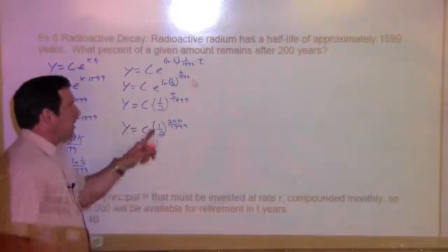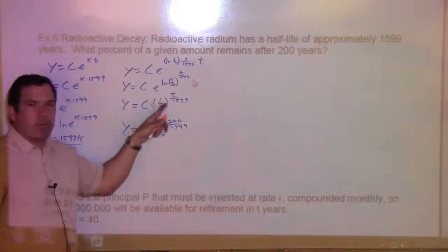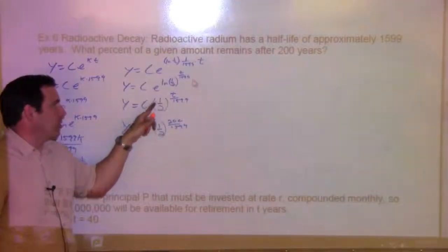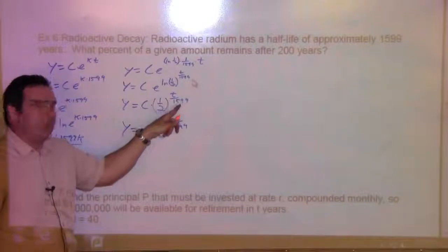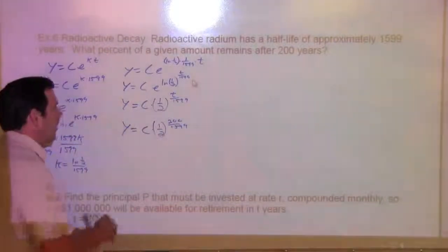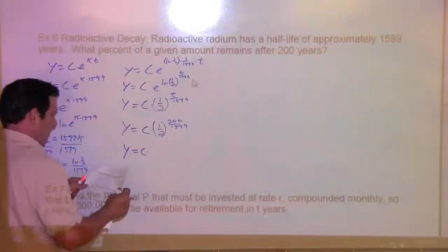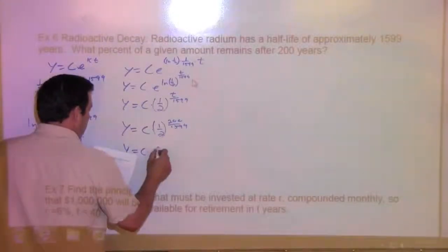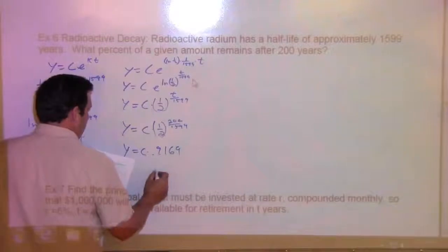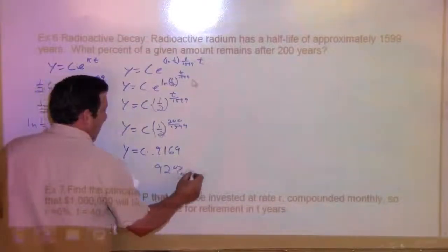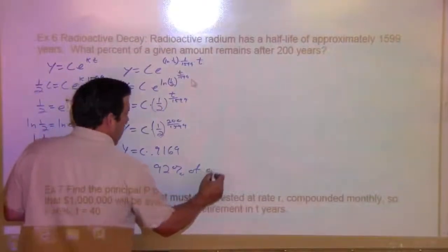So it's not a bad idea to change this to 2 to the negative 1. So it becomes c times 2 to the negative t over 1599. You can do that as well. Also make sure your power is in parentheses. So y equals c times 0.9169. So 92% of the original amount.